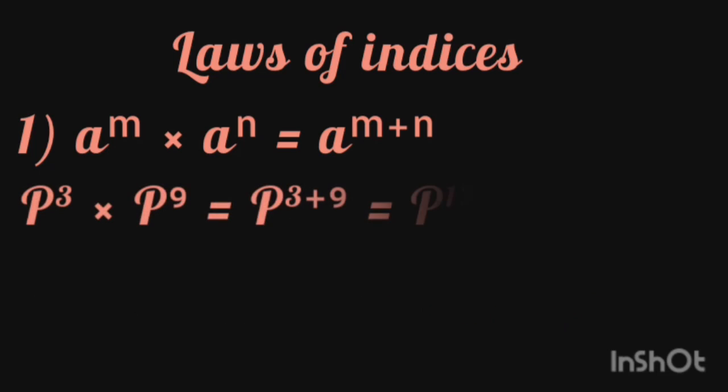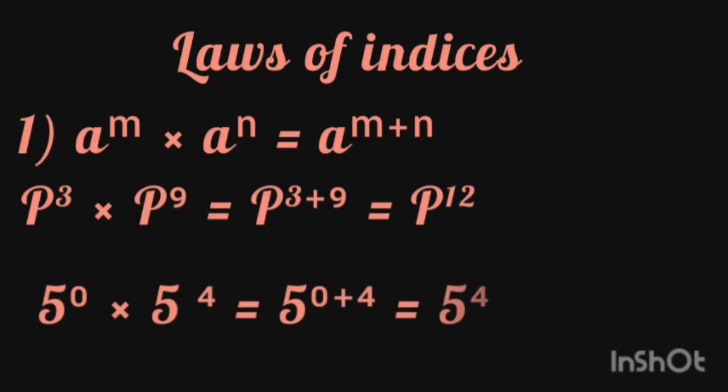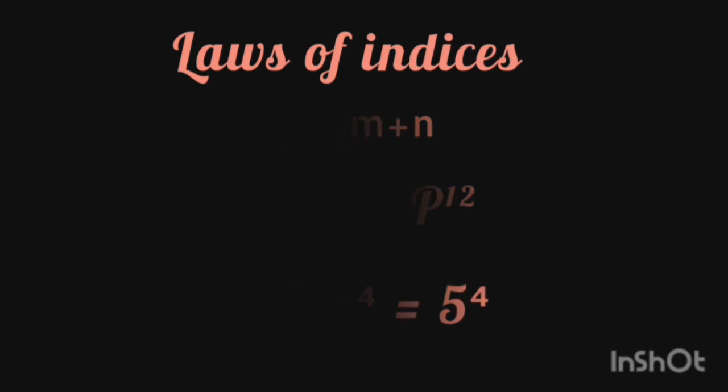So we have p raised to the power 3 times p raised to the power 9. So we simply add 3 plus 9 because the bases are the same, p and p. We get p raised to the power 12. We have 5 raised to the power 0 times 5 raised to the power 4. Add 0 plus 4, we get 5 raised to the power 4.